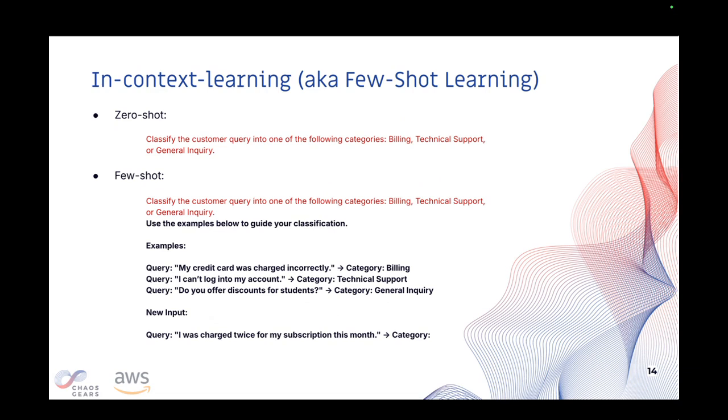And zero shot means that you do not include any examples for the model. So you ask it to do something, but it's up to the model how it will approach the problem. And with few shot learning, you can include some examples on how the problem should be solved, and therefore it should increase the accuracy and make the model perform better. So this is a pretty often used technique when working with LLMs and prompt engineering.